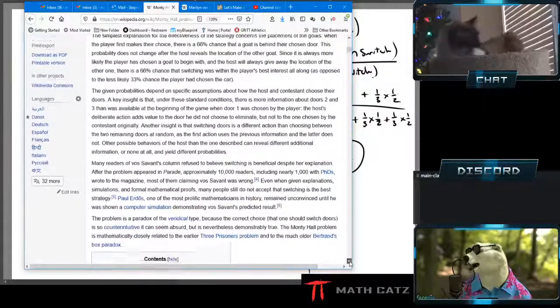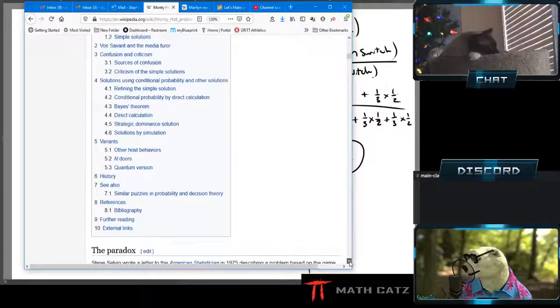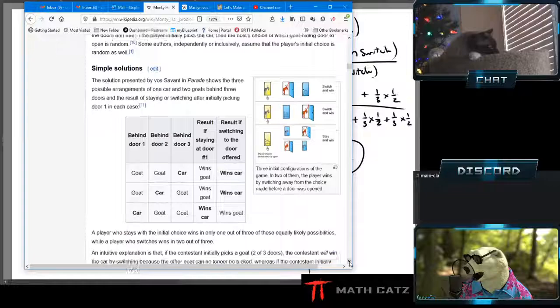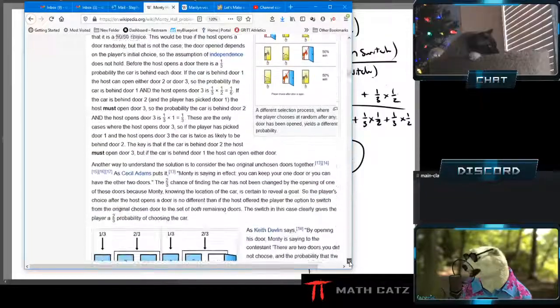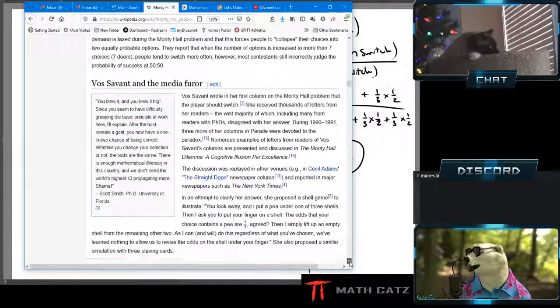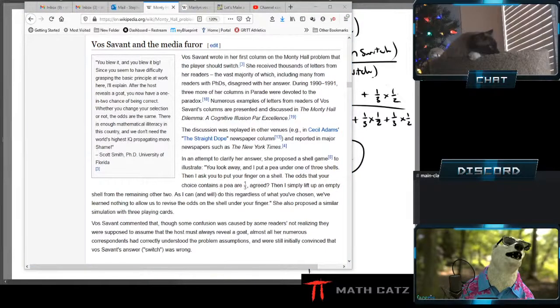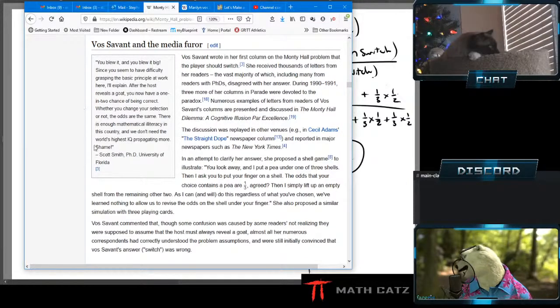And then she got a huge number of responses in the mail from PhDs and noted professionals saying that she's wrong. For example, let me just see if you can read this as well. Maybe it's small, I'll read it for you. Scott Smith, he's putting his name on this, a PhD from the University of Florida at that time, said, "You blew it. You blew it big.